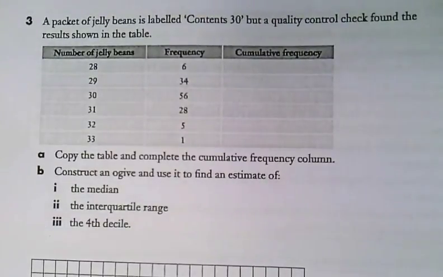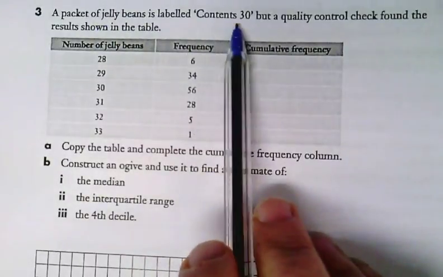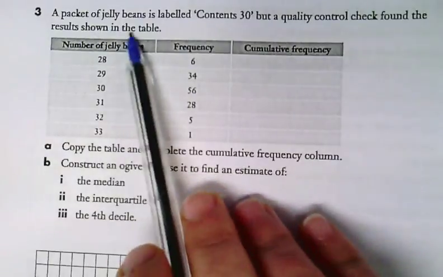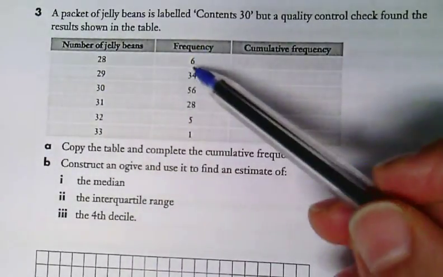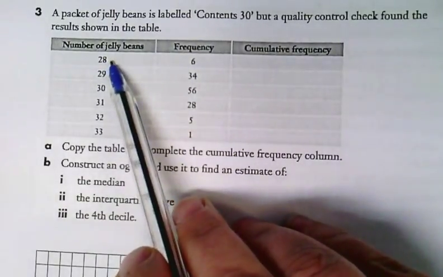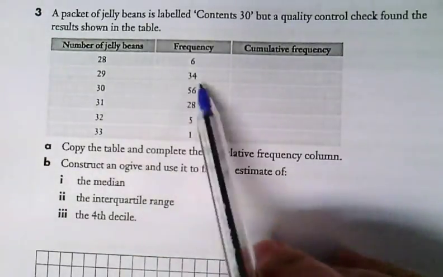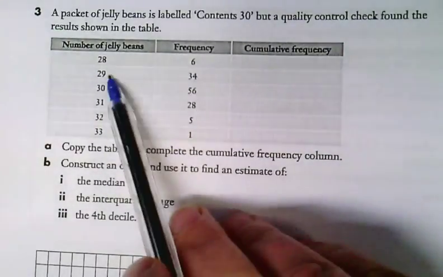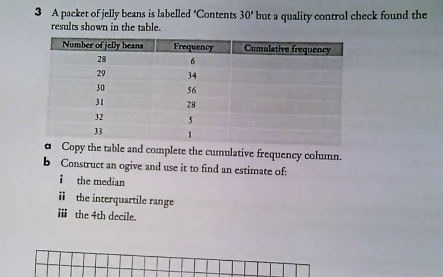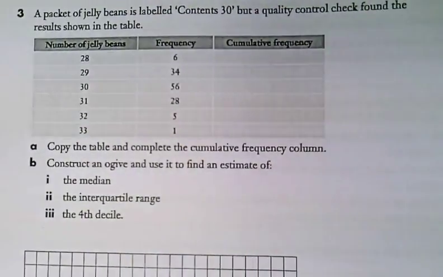Just continuing here with exercise 906, cumulative frequency graphs. So we've got a packet of jelly beans labelled contents 30, but a quality control check found the results shown in the table. They've obviously collected a lot of jelly bean packs and counted the number of jelly beans in each pack. 6 times there were 28 jelly beans in the pack, 34 times there were 29, 56 times there was exactly 30 jelly beans in the pack, etc. So they've obviously collected a lot of packs of jelly beans there.